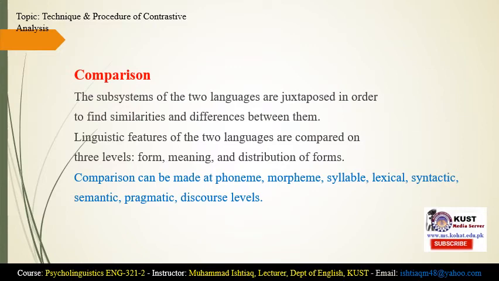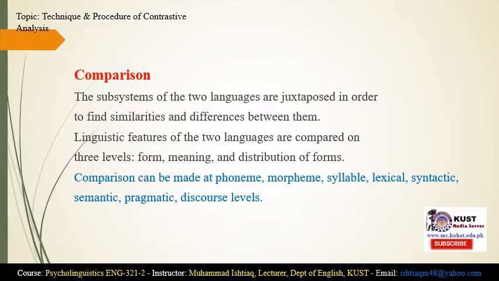Now, when we have described the two languages in detail, the third step involves comparison of the two languages with respect to their features of similarities and differences. The subsystems of the two languages are juxtaposed. Juxtaposed means placed side by side. That's why we say scientific parallel description. When something is juxtaposed, it means they are placed side by side.